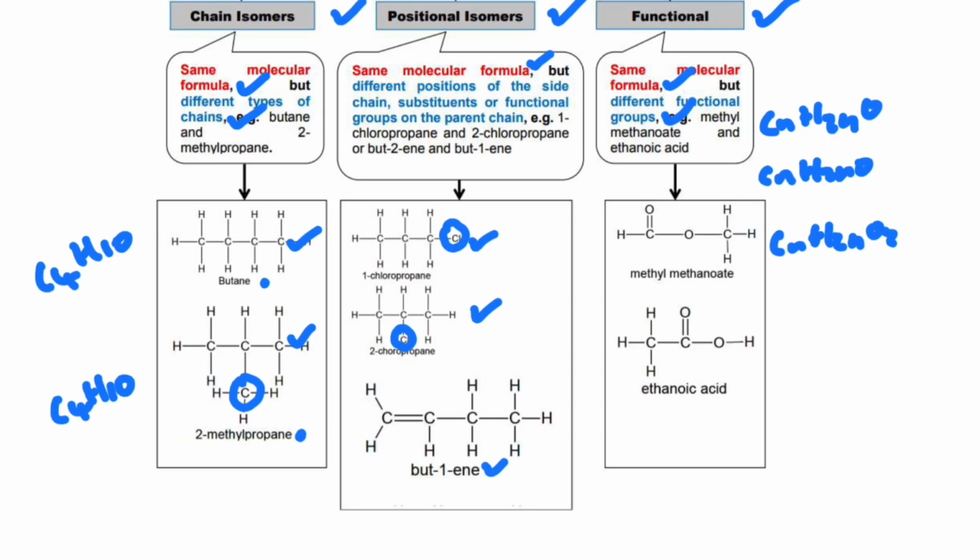The ester we have is methyl methanoate. We have 2 carbons, and then the functional isomer of this ester would be ethanoic acid because it also has 2 carbons. Obviously, they're both going to have 4 hydrogens and 2 oxygens. That's why we refer to them as functional isomers. Same molecular formula, but different functional group.